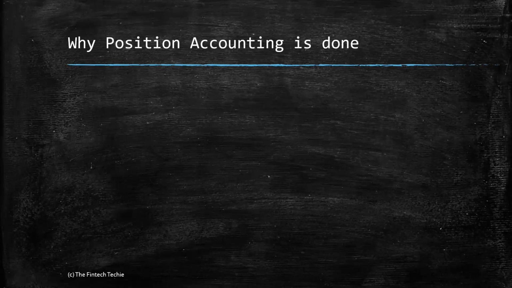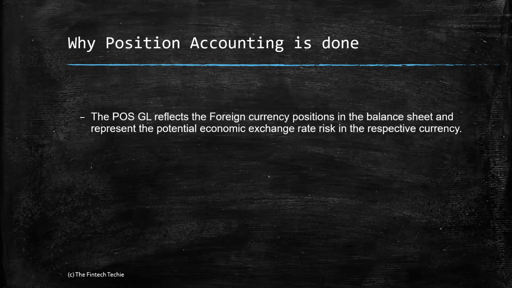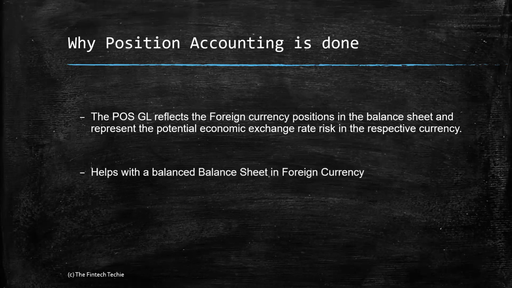So now you would have got a good idea as to why position accounting was done. The position GL reflects the foreign currency position in the balance sheet and represents the potential economic exchange rate risk in the respective currency. And of course, it helps with the balanced balance sheet in foreign currency.